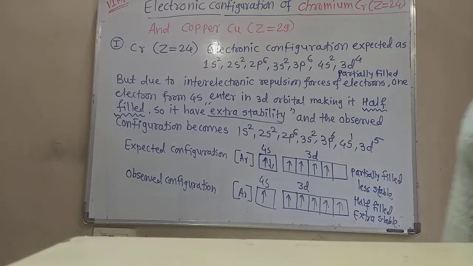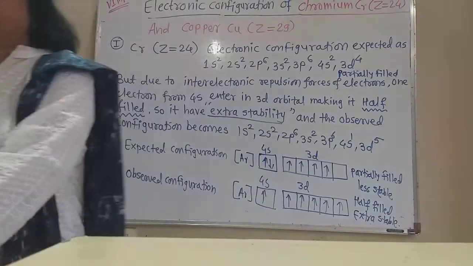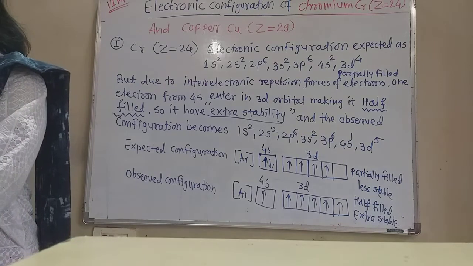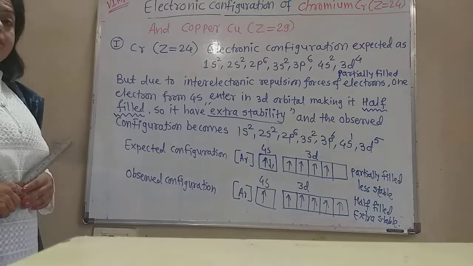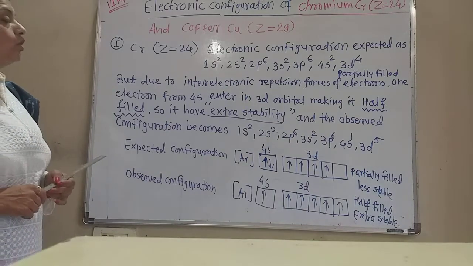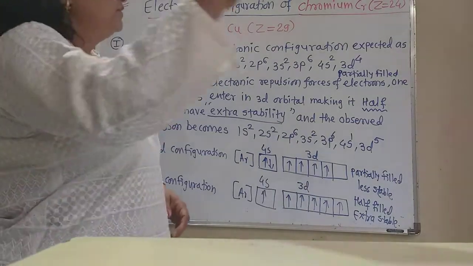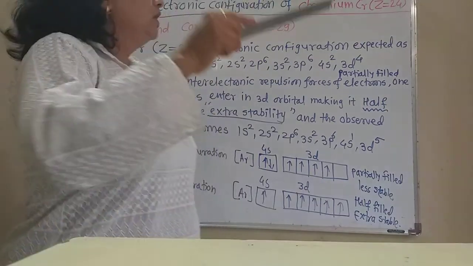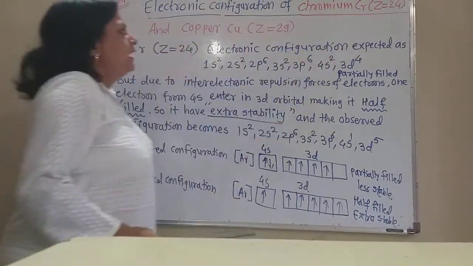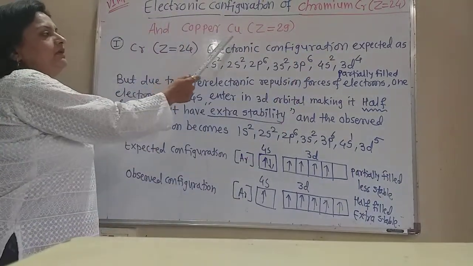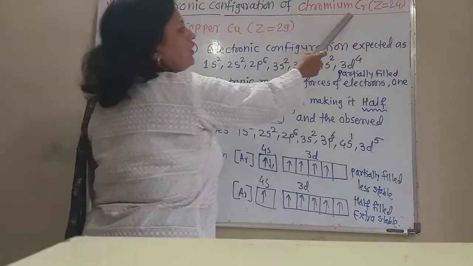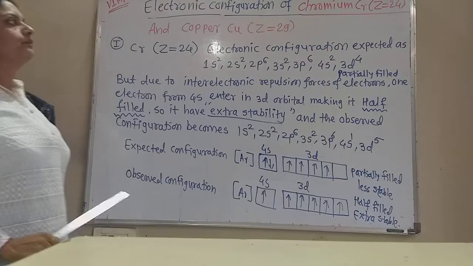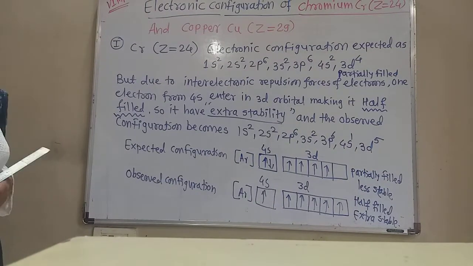Now see, somewhat different configurations are seen in chromium and copper. Chromium has Z equal to 24 and copper has Z equal to 29, that is atomic number 29. Both have somewhat different configuration than the expected.